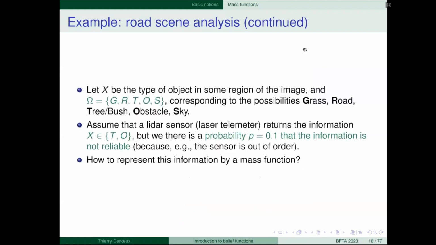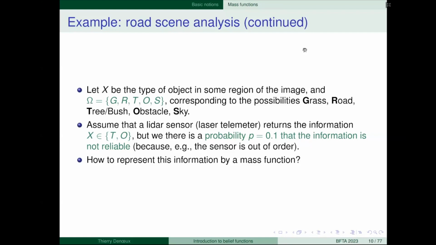So here, let X be the type of object in some region of the image. We focus on some region, and we want to determine what is in that region. Here, omega can be, for example, a set where we can have grass, a road, a tree, an obstacle, or the sky. You see that we could subdivide these possibilities into finer possibilities. Given a frame, a universe of discourse, we can always split a possibility into finer possibilities.